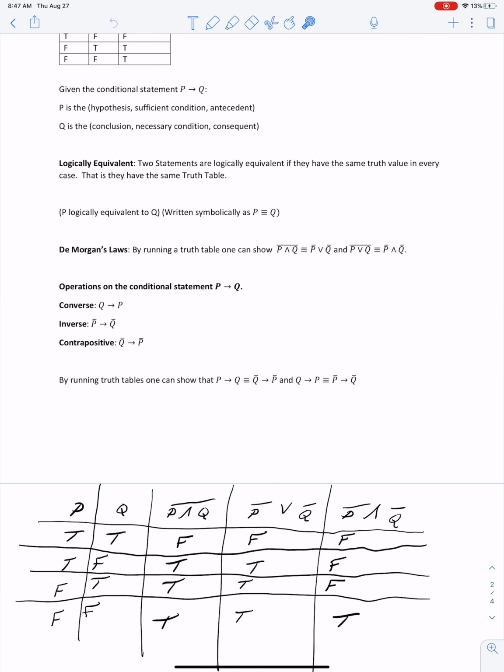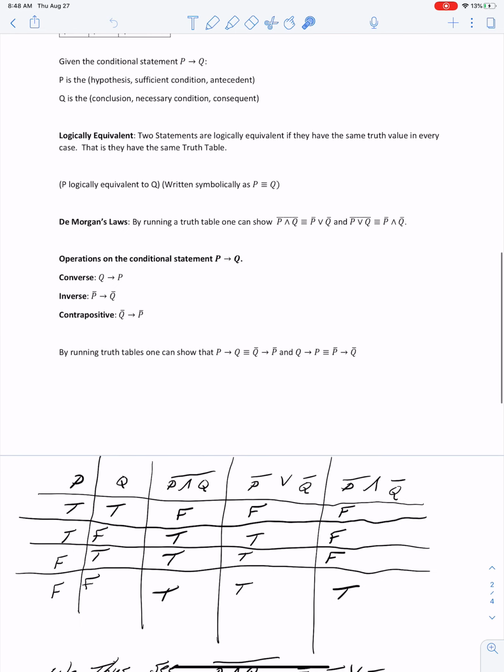So we have a conditional statement, P implies Q. The converse of P implies Q is switching the roles of P and Q, so that's Q implies P. The inverse is defined as not P implies not Q, so you take the negation of the first implies the negation of the second. And the contrapositive is not Q implies not P. So all these things are starting from that conditional statement.